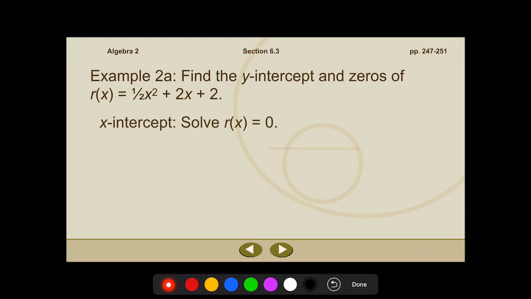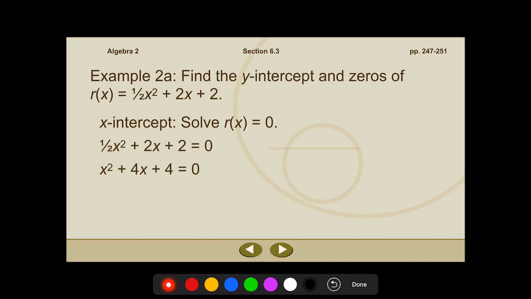Okay, finding the x-intercepts can be a little bit more challenging. You've got to plug in 0 for r of x. So literally, you could rewrite the equation. This portion right here is where I'm plugging in 0, if that helps. I just rewrite the equation, so I really have 1/2 x squared plus 2x plus 2 equals 0. So this is a quadratic.